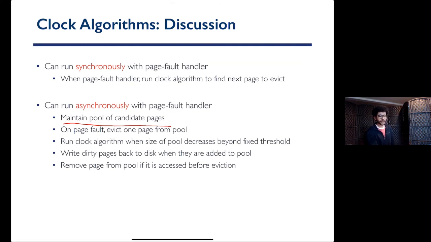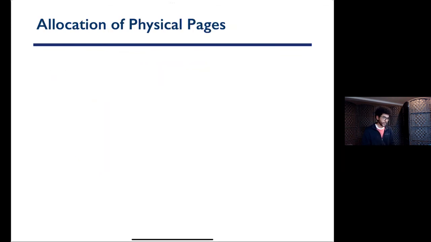Whenever a page fault happens, you already have your candidate, so you don't need to run the algorithm. Now, if a page that is in your victim list is accessed, then you can just remove it from your pool and put it back in the pool of non-victim pages.